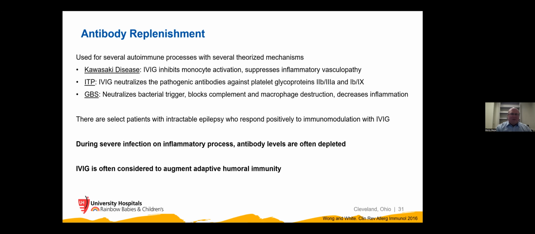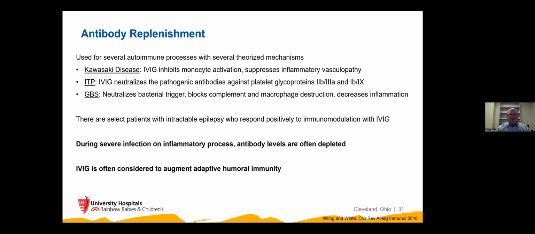There's thoughts and theories about using IVIG to trick some of the receptors into not responding to the self-antigens, to overwhelm the system, to decrease the autoantibody response, and to block some of the downstream pathways like the complement activation, macrophage activation of some of these autoantibodies.